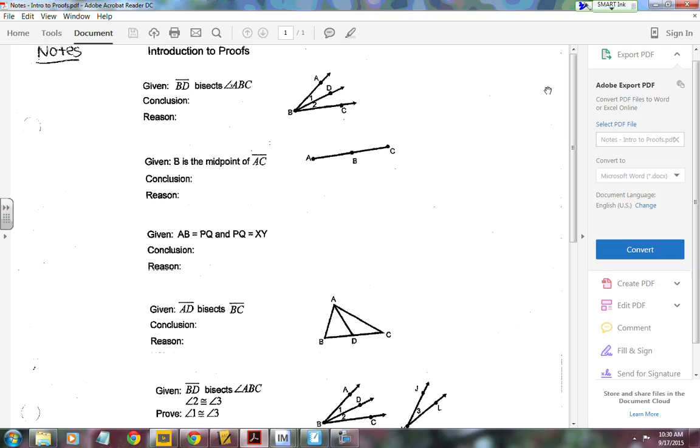You want to make a statement that's going to help you progress to the next step. Okay? You don't want just something silly up there.